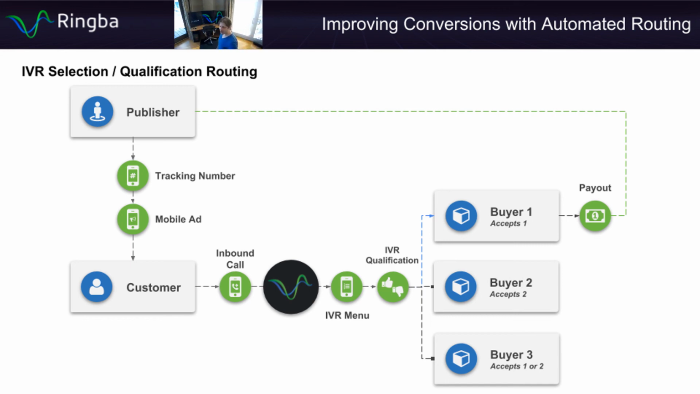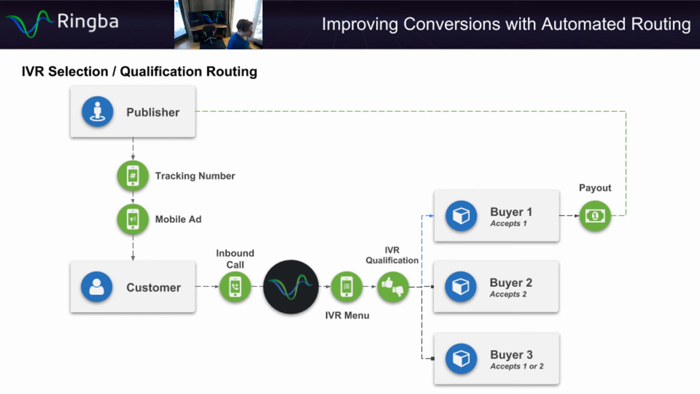And so in this scenario, based on the buyers, buyer 1 accepts 1, buyer 3 will accept 1 or 3, and buyer 2 accepts 2. So buyer 2 wants people with less than 10K in debt. The other ones want people with more, or buyer 3 will take either and are most likely going to pay you different amounts of money based on what that IVR qualification is.